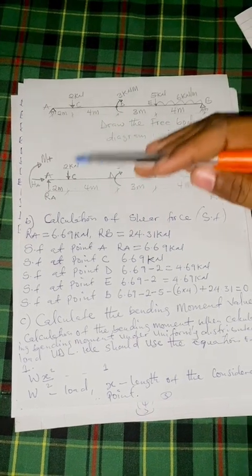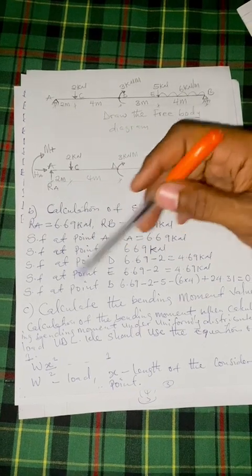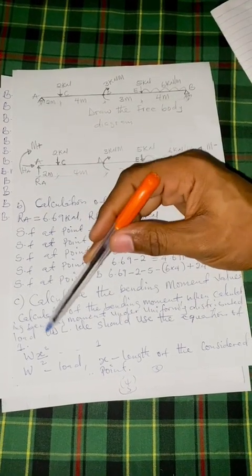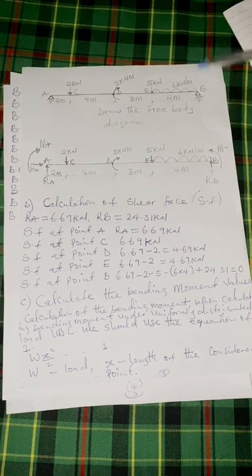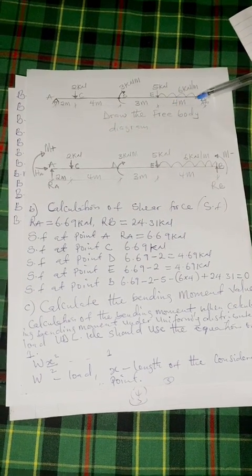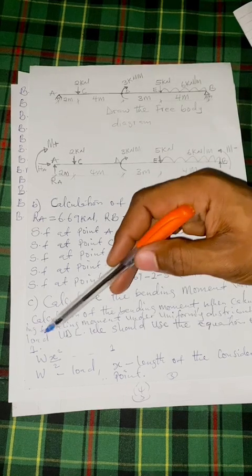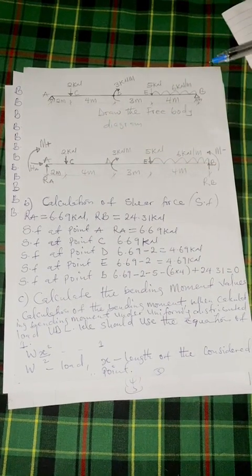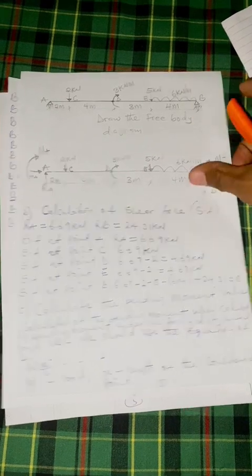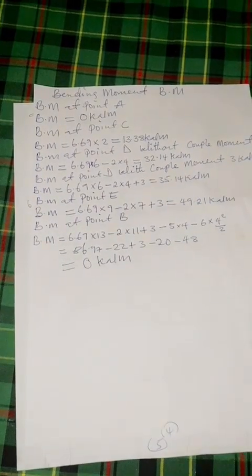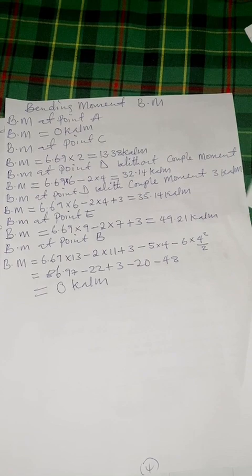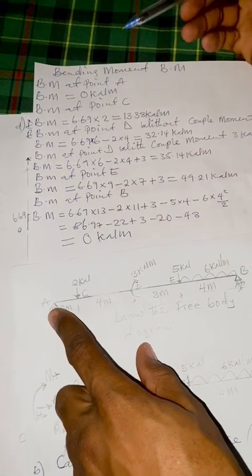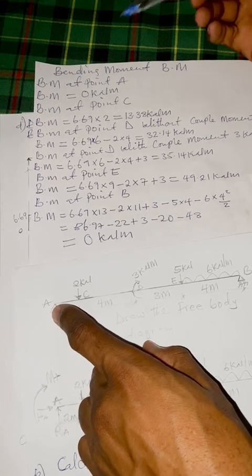So now we have answered the B part. Now the C part is to calculate the bending moment values. You have to understand there are techniques when dealing with bending moment values within the UDL. We will be using WX squared over 2 as our point of reference for the UDL. For bending moment, we'll be having our point at point A, which is 0.